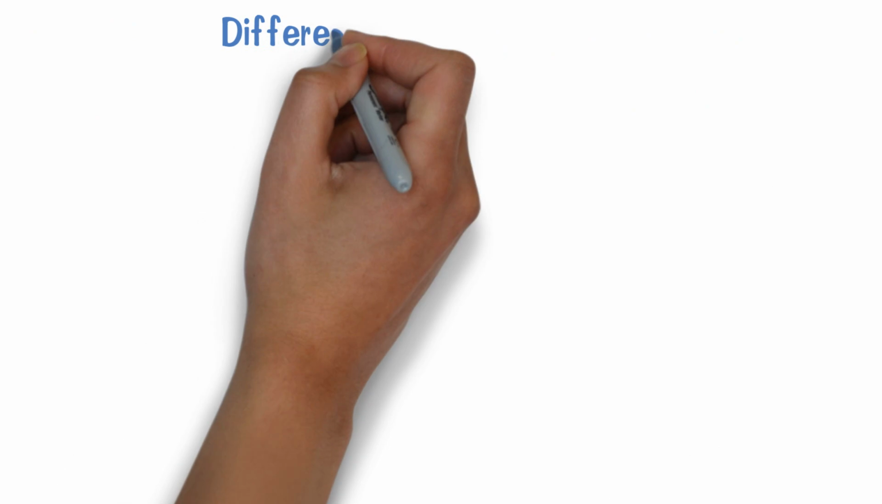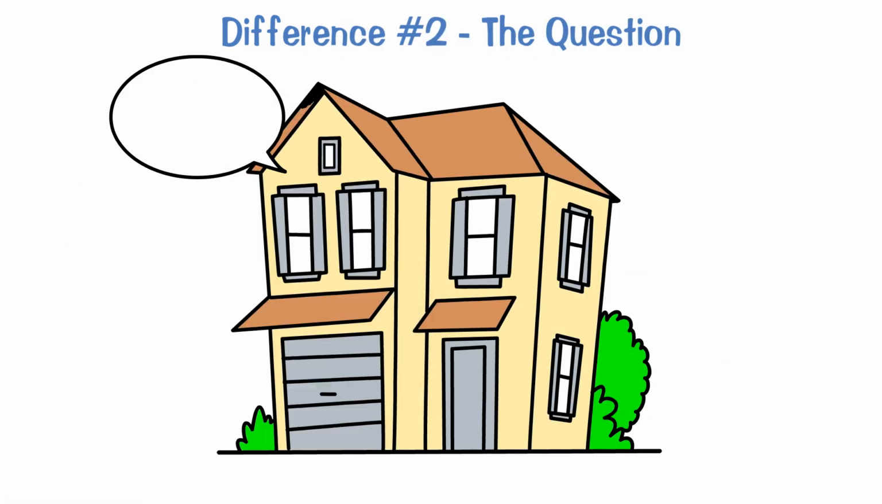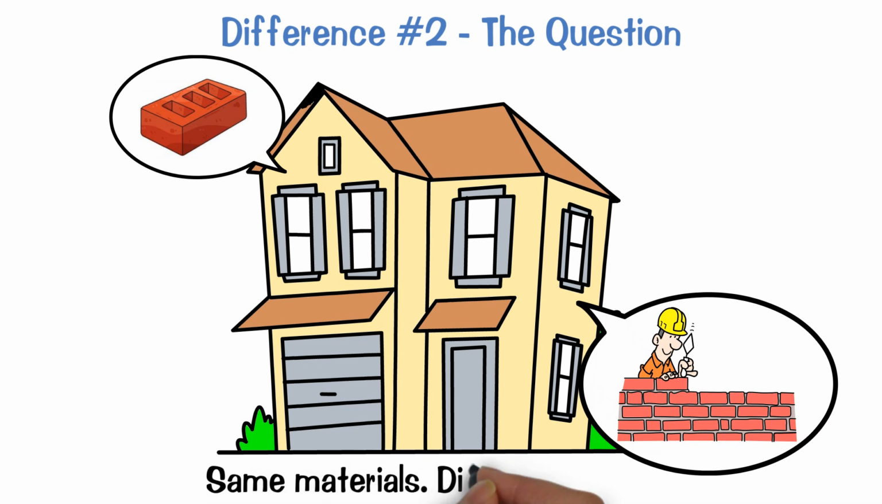Difference number 2. The question. Think of a house. XRF asks, what is the house made of? XRD asks, how was the house built? Same materials, different design.